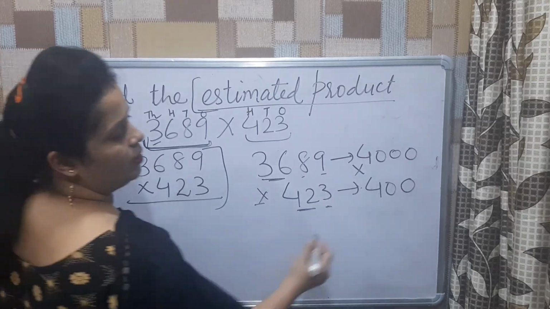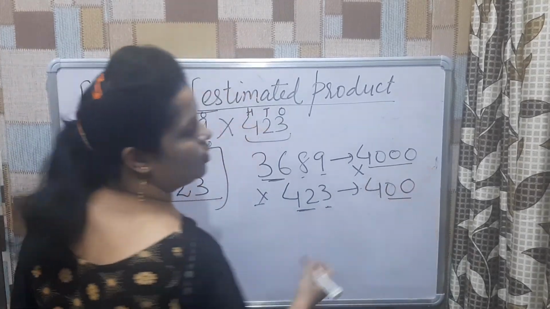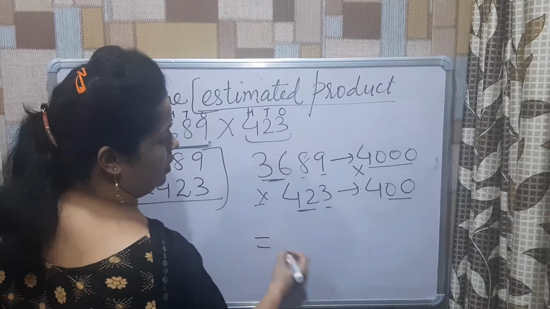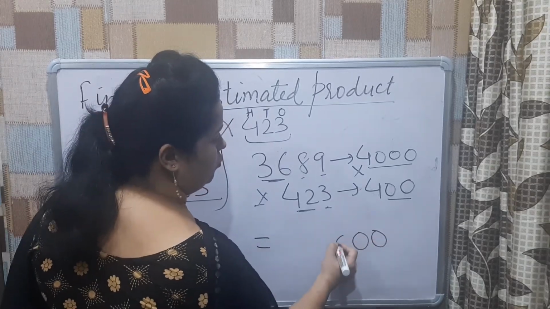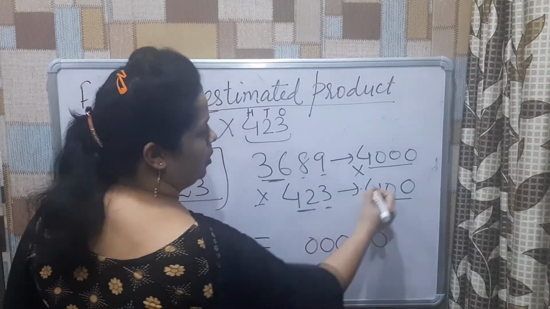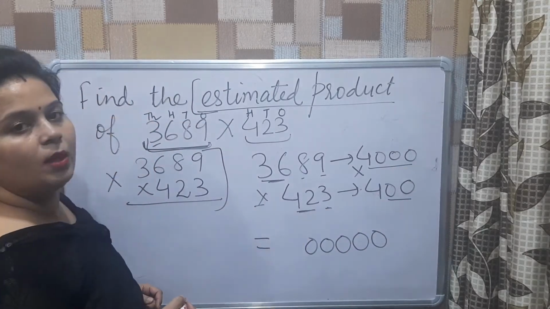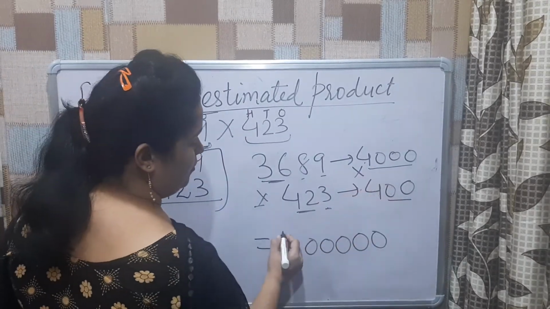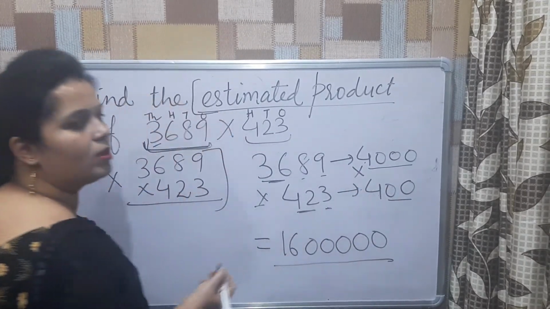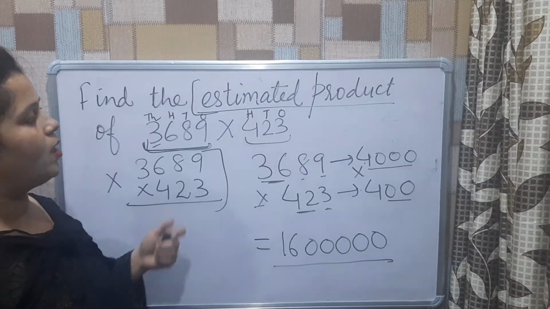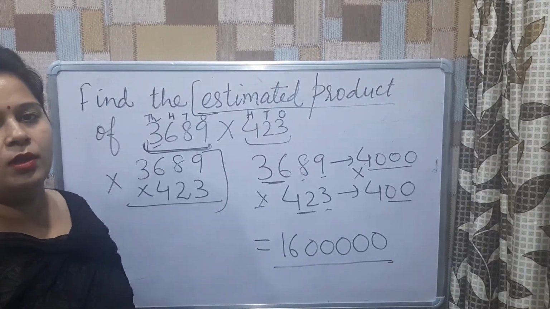What you can do, children, here you can see here number of zeros are there. Count the number of zeros and write down 1, 2, 3, 4, 5, because zeros are given on the extreme right side. Now 4 fours are 16. Children, this is your answer without multiplication. I hope that estimated product is clear to you.